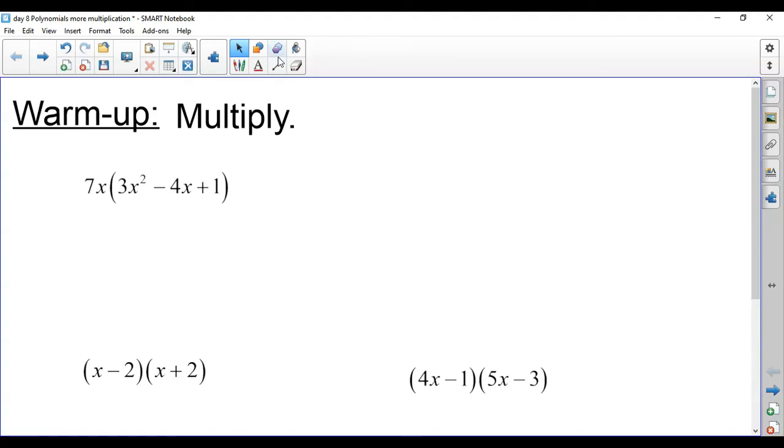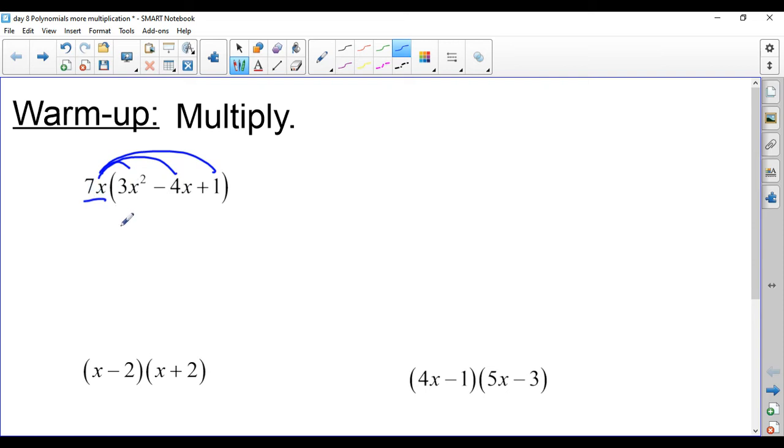Today we're going to look at more multiplication of polynomials, but first a quick reminder of what we've done so far. So far, we've multiplied a monomial times either a binomial or trinomial or some other polynomial. And in this case, you have to distribute that monomial to all the terms inside the parentheses.